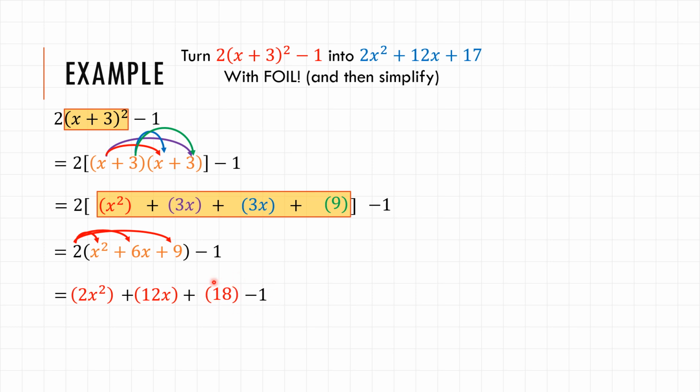Finally, my last step is to combine these two. 18 minus 1 is 17. And what do you know? When I took this and I expanded and simplified it, I ended up with this expression right here.